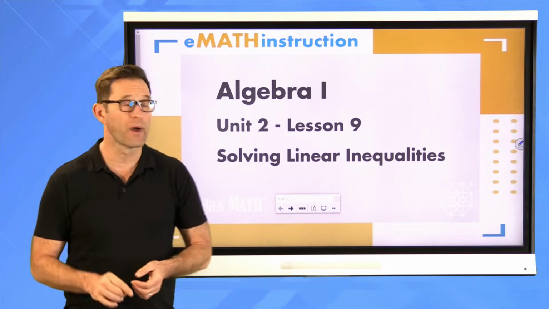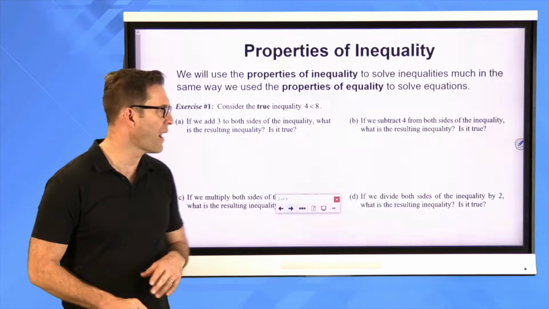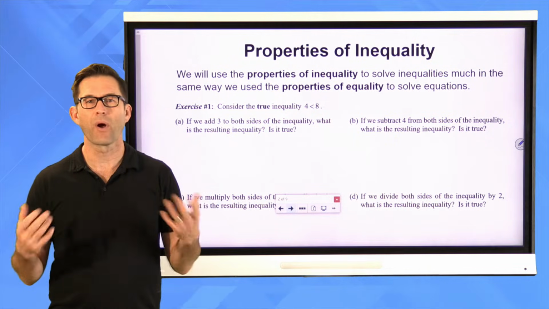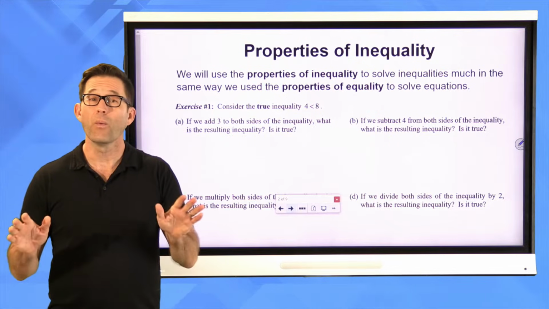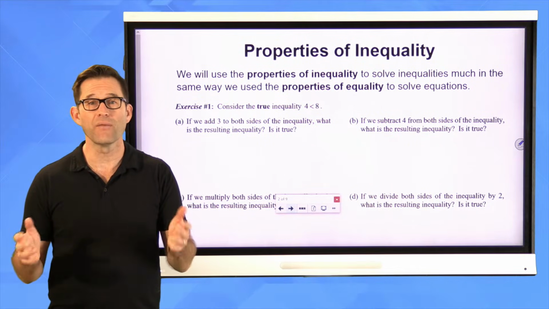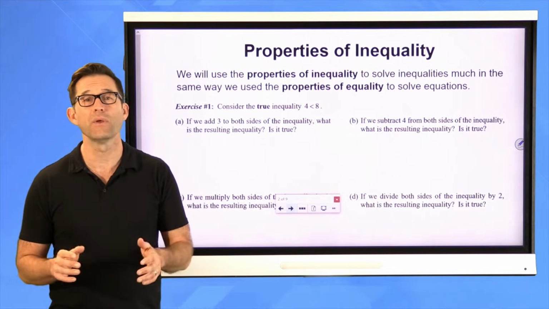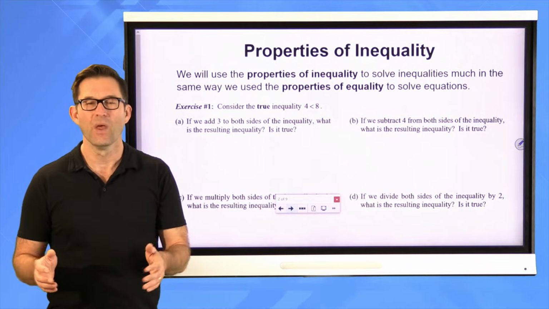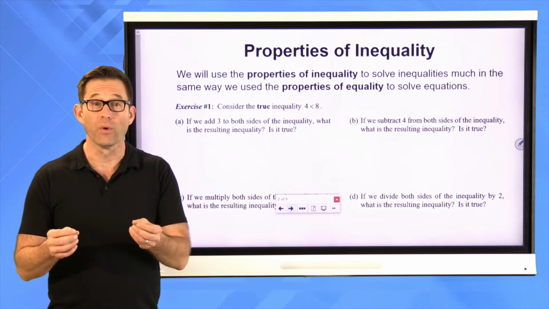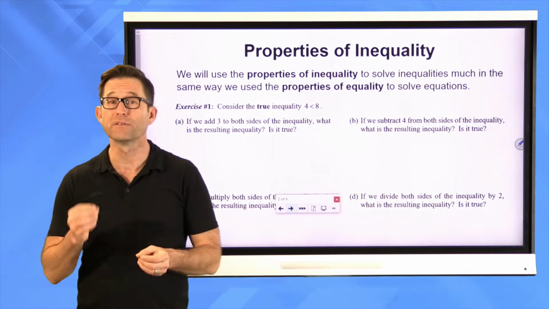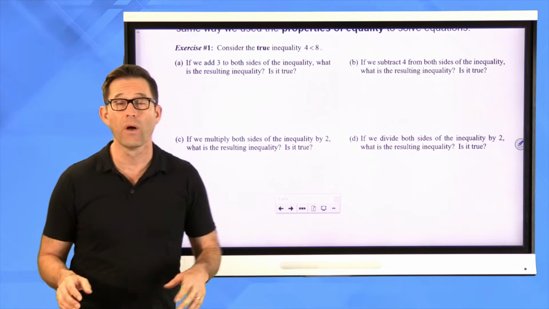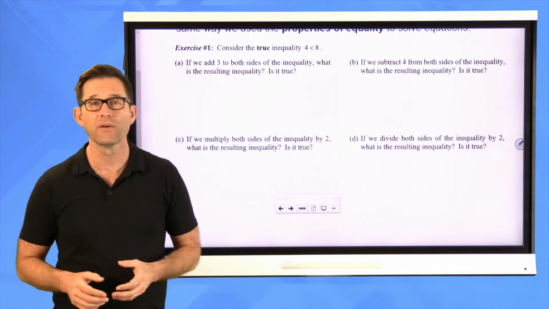So let's jump right into it and talk a little bit about properties of inequalities. So the properties of inequality. We need to use properties of inequality to solve inequalities in much the same way that we used properties of equality to solve equations. So we want to understand the rules by which inequalities play, because they do, just like equalities, play by certain rules. So let's take a look at exercise number 1.